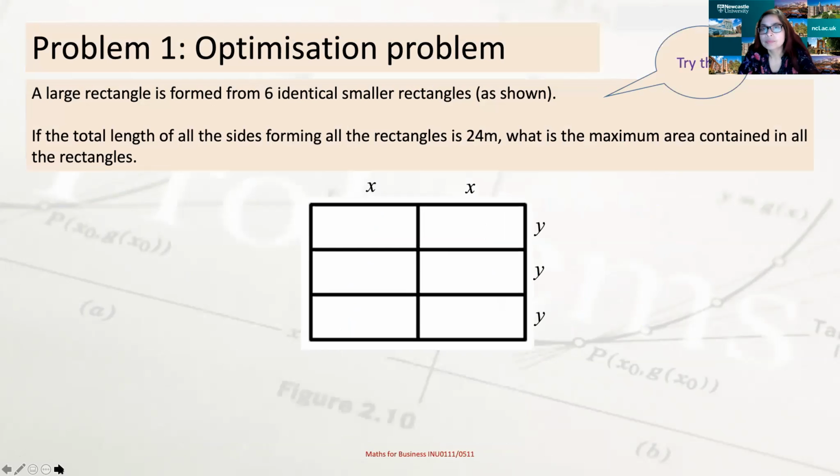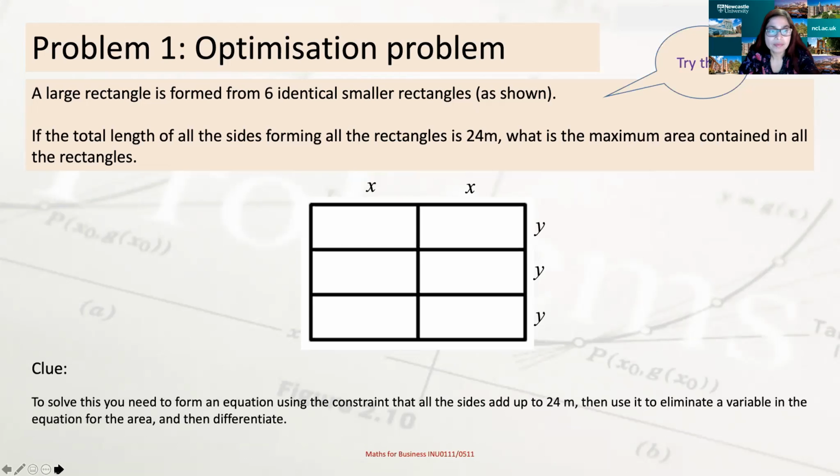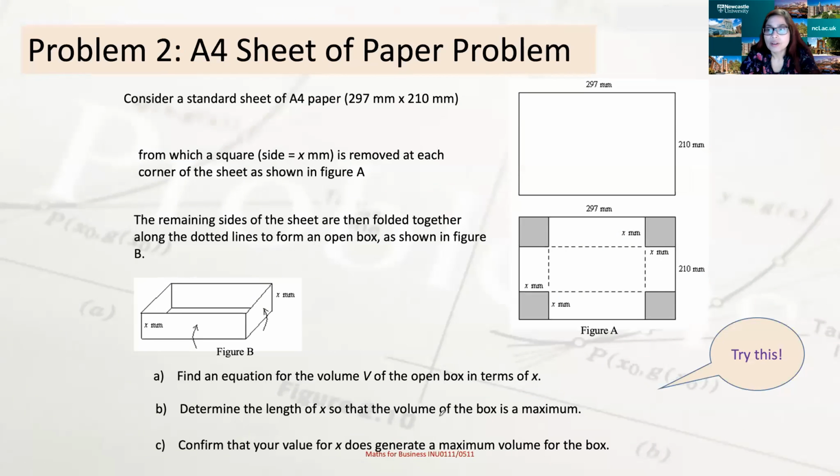Now I want you to try this problem and send it by email to me. I'm just giving you a clue here. To solve this, you need to form an equation using the constraint that all the sides add up to 24 meter. Then use it to eliminate a variable in the equation of the area and then differentiate. And then solve this problem. And please send it by email to me.